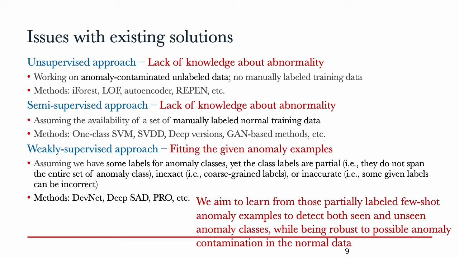So the setting here is that we try to learn from those partially labeled few-shot anomaly examples to detect both seen and, ideally, unseen anomaly classes. At the same time, we want the method to be robust to possible anomaly contamination in the normal data.